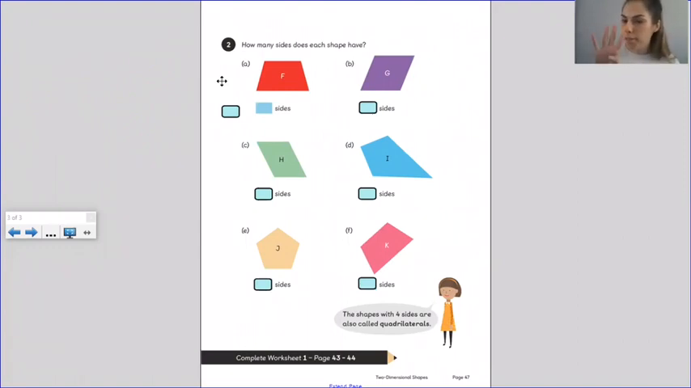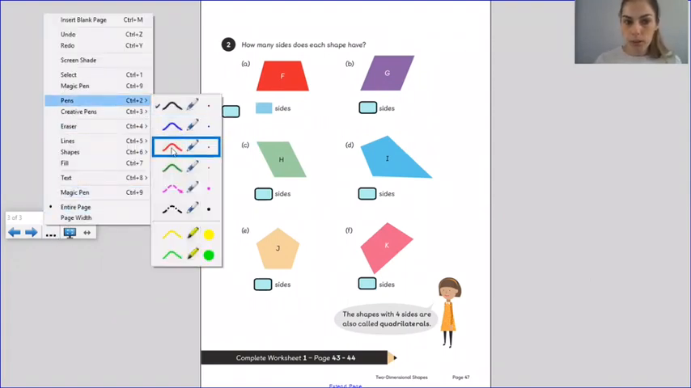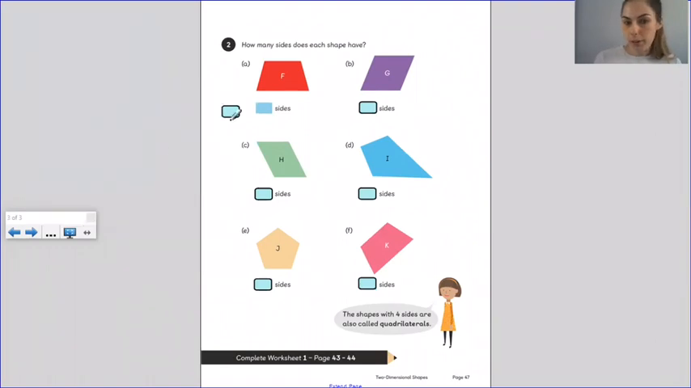So shapes with 4 sides are all called quadrilaterals. That's a big word, isn't it? Do you want to have a go at saying it? Ready? My turn. Quadrilaterals. Your turn. So all 4-sided shapes are always called quadrilaterals. Let's write a little 4 in there so that we remember. Shall we do it in red? We'll have red. We remember it's got 4 sides.